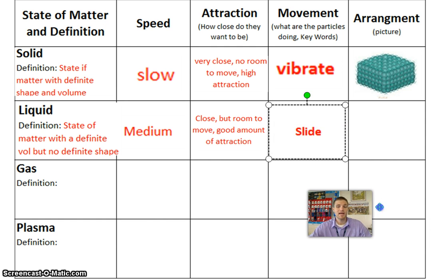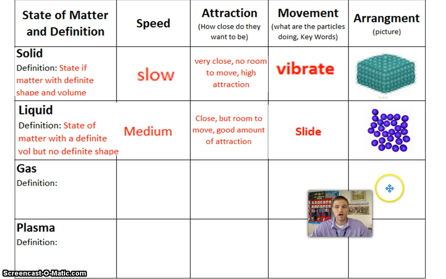For attraction, I use the keyword with this one. I say that they slide. And what I mean by slide is that they actually move past each other, they roll over each other, and things like that. So the particles I would draw might look something like this. Almost all of them are touching, they're very close together, and they can move almost wherever they want.